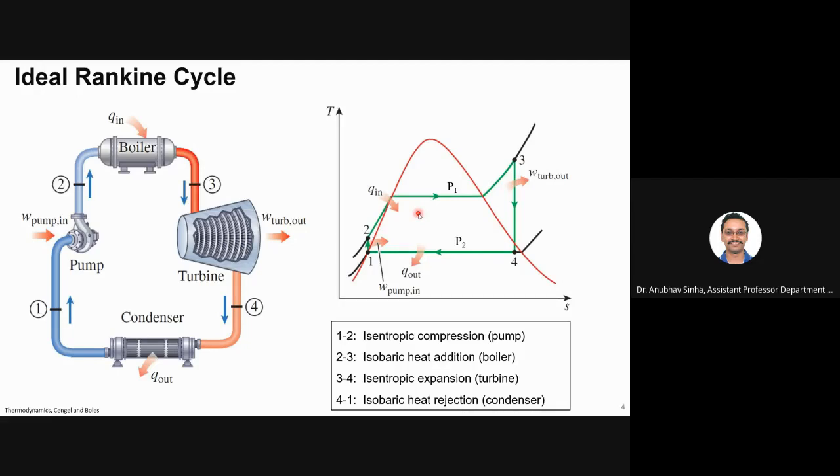Sir, process 4 to 1, is it isobaric or isothermal? Isobaric. Yes, it is also isothermal. Temperature also remains constant, but it is basically isobaric. See, basically, when you are inside this dome, generally the pressure and temperature both stay constant. So if you fix the pressure, if I say that pressure is P1, temperature also remains constant. Similarly, if I fix the pressure, temperature also remains constant here.